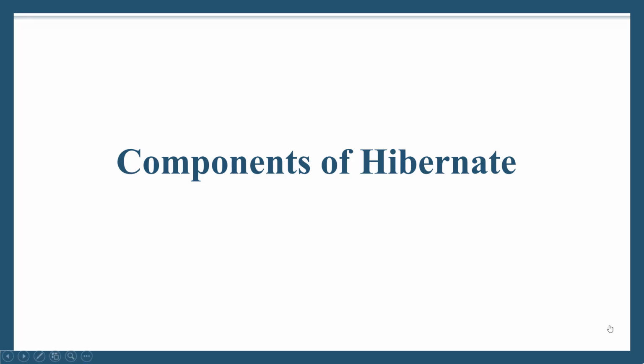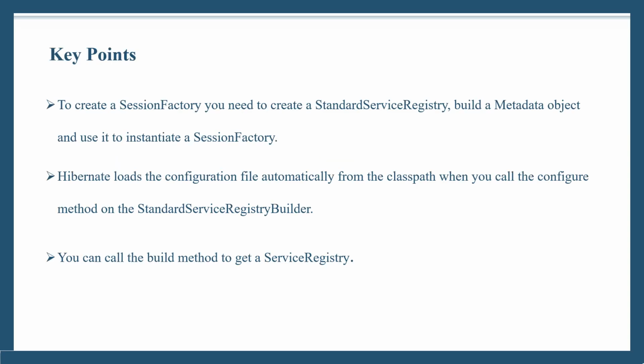And in this tutorial we are going to discuss the major components of Hibernate. So from our previous tutorial we have seen that Hibernate is basically an ORM tool, that is object relational mapping tool. So it maps our classes to database tables and our properties to database columns.